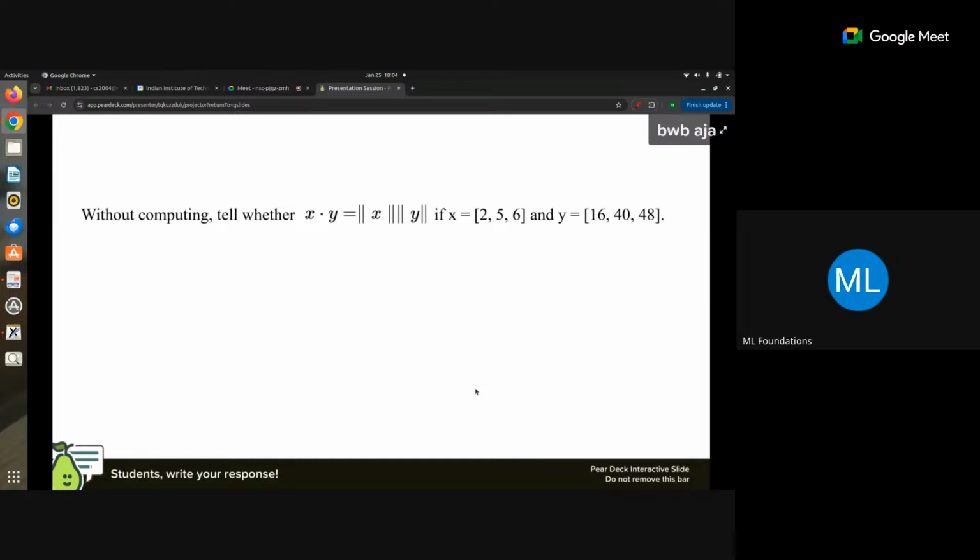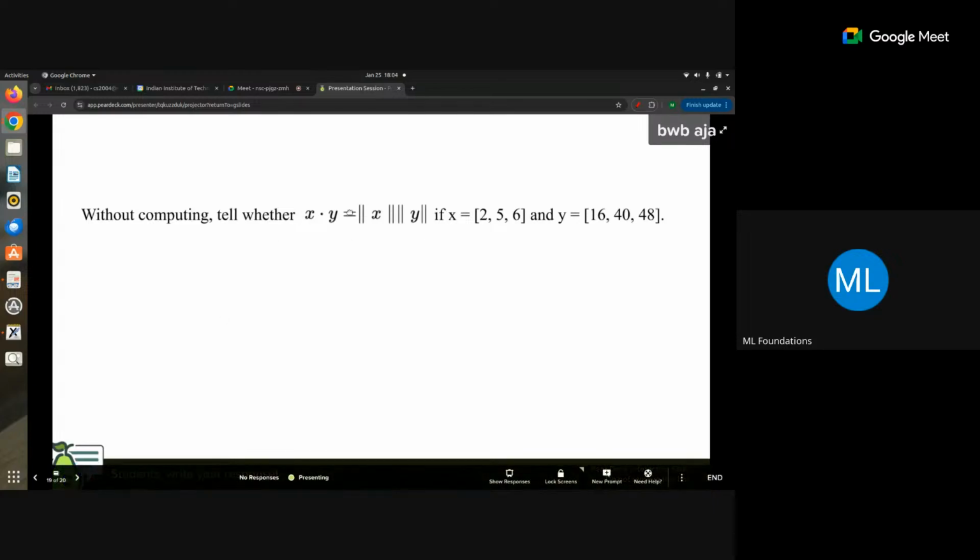But what should be the answer here? Can you just tell by looking at it? Is this equation correct?